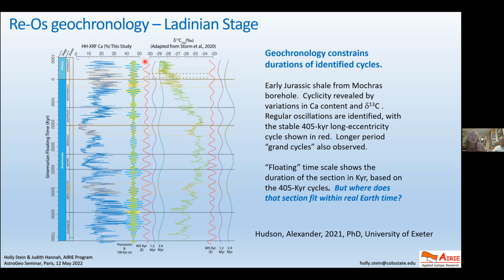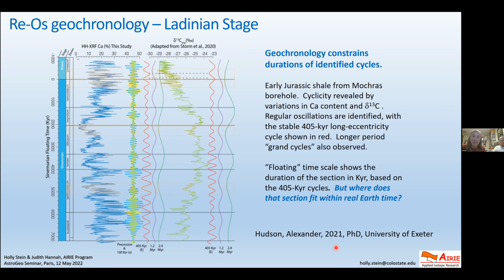We don't know where to put it. And that's what the rhenium osmium ages will give us: that absolute time pin. Physicists hate it when I say absolute time, but what we mean is we've got a fixed radiometric time pin that we can put into the time scale, and then we can fit this floating time scale into the section and see where it belongs.